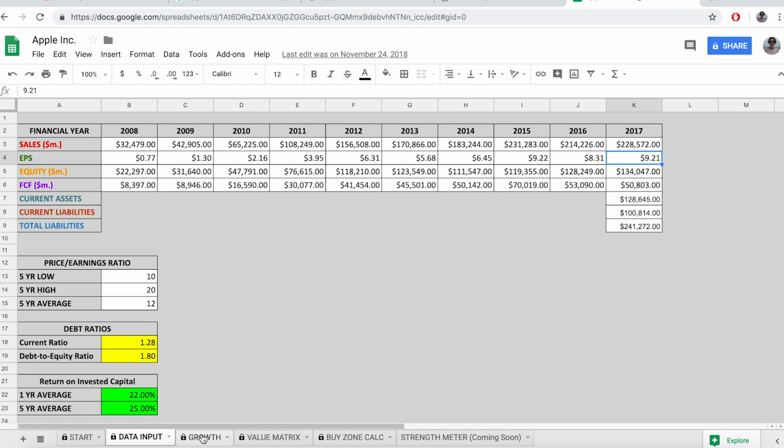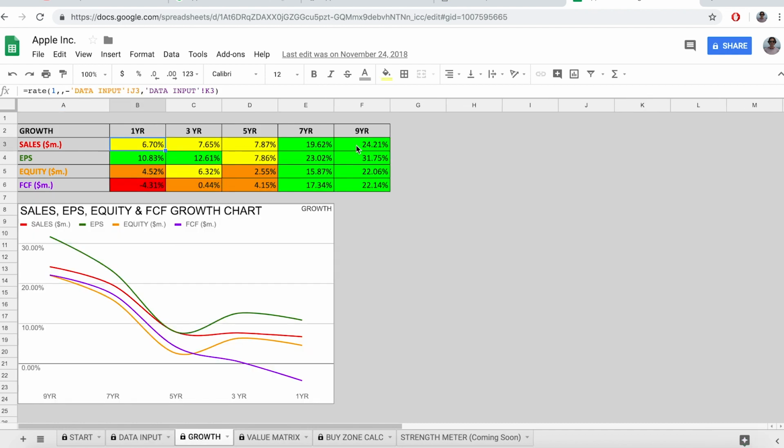And if we come over to the growth tab, we can have a look at sales. So we can see that over the 10-year average, they've averaged 24% per year, which is great. That's above our 10%. But as you can see, it's been declining each year, which is a bad sign because it means growth in sales is slowing down. And that's to be expected.